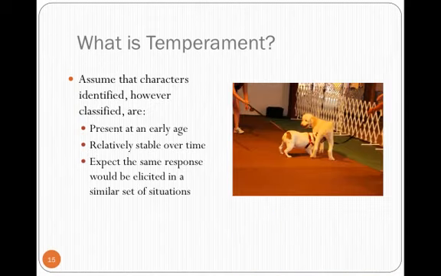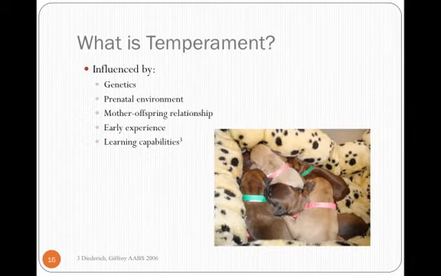And regardless, when they were looking at these papers, regardless of what term the researcher decided to use to describe their traits, certain things were stable throughout those papers, if you will. Everybody assumed that these traits that they were looking at are going to be present at an early age, they're going to be relatively stable over time, and that the same response they pick up at that point in time is going to be the same response that's going to be elicited in a similar situation in the future. And again, these are all assumptions that people are making.